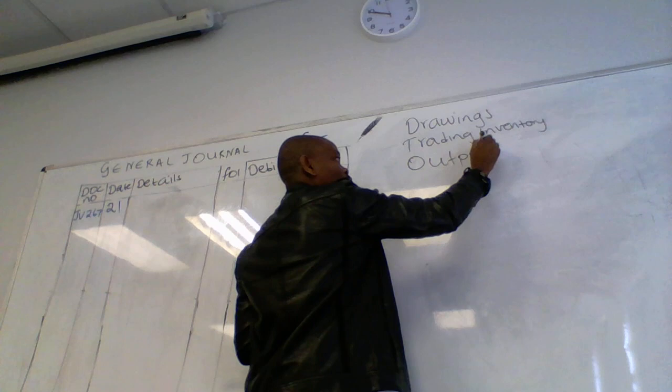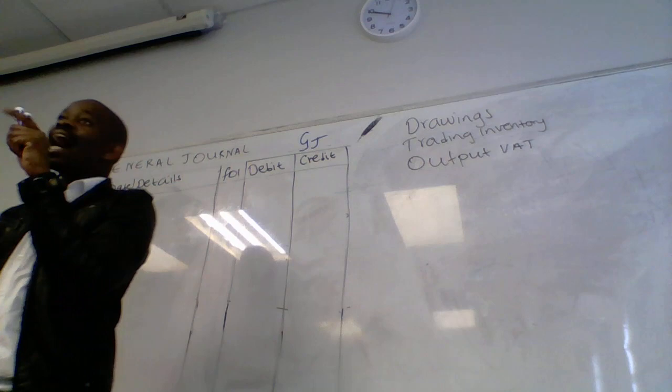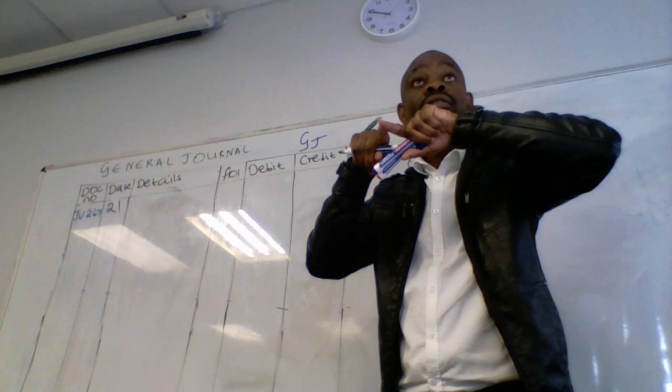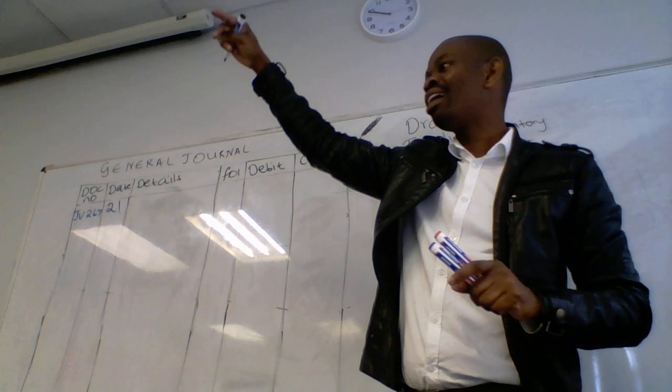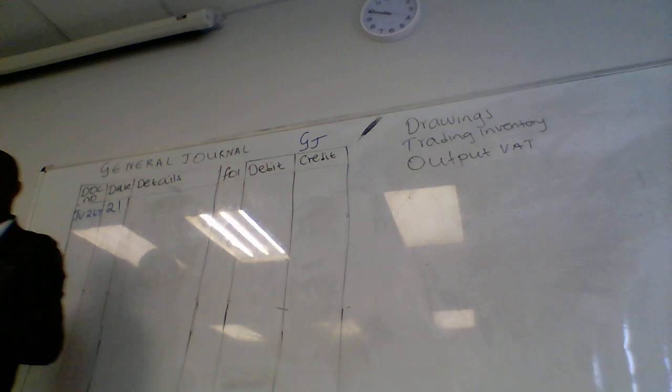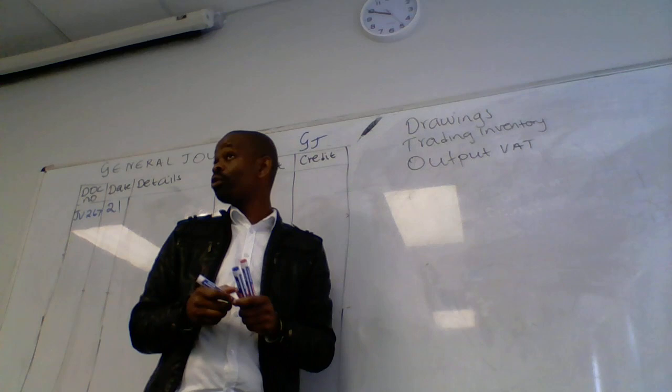So, write it as your additional notes: drawings and output VAT always go together. Same WhatsApp group. Can I repeat? Drawings and output VAT always go together. So don't make a mistake in the exam. You know now. Right. Now, can I continue or do you have any questions? No.